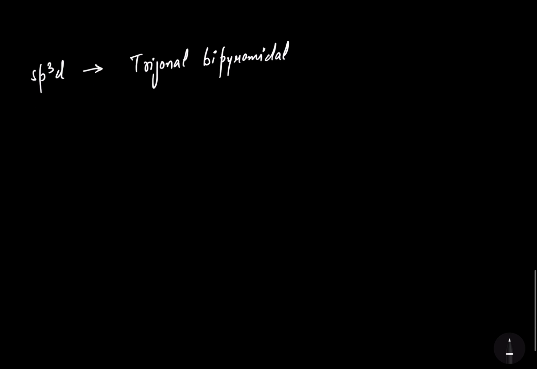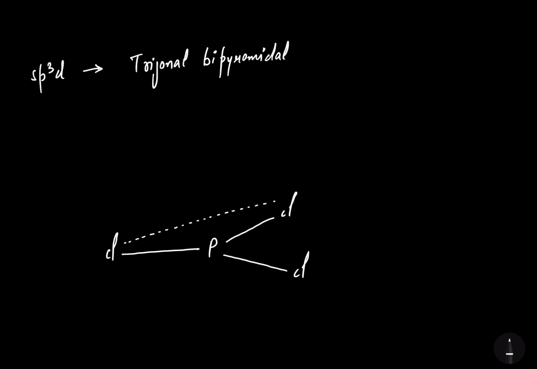Now let's make the structure. That's the phosphorus. This is one bond, the sigma bond with chlorine. This is another sigma bond with the chlorine, and this is the third sigma bond with the chlorine. Now this is the planar structure. I'm just hypothetically linking the chlorine atoms. These are not the bonds. This is just the hypothetical representation of the dash bonds to make you understand this structure in 3 dimensions.